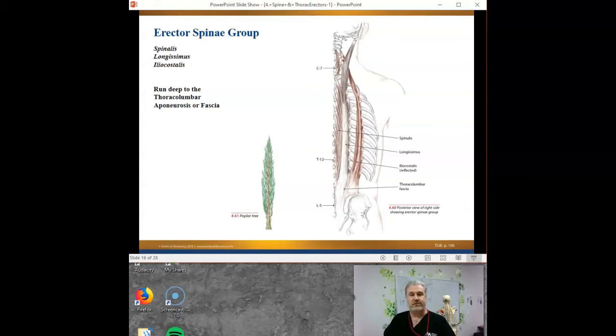Miss Torres, what's the name of the group that we're studying right now? Erector spinae group. Thank you. And what three muscles make up this group? Iliocostalis, longissimus, and spinalis. Thank you. That's beautiful. Cool. All right.